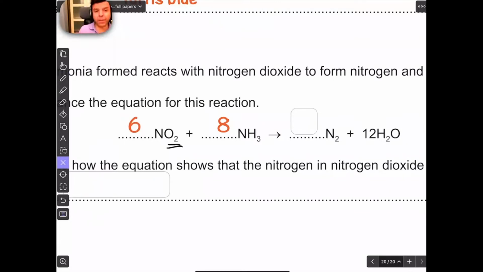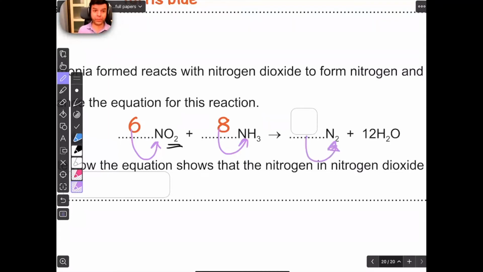This means what? How many nitrogens do I have on the left now? There are 6 nitrogens here, and you got 8. 6 plus 8 is 14. So what's that number? If I multiply by 2, it gives me 14. It must be 7.